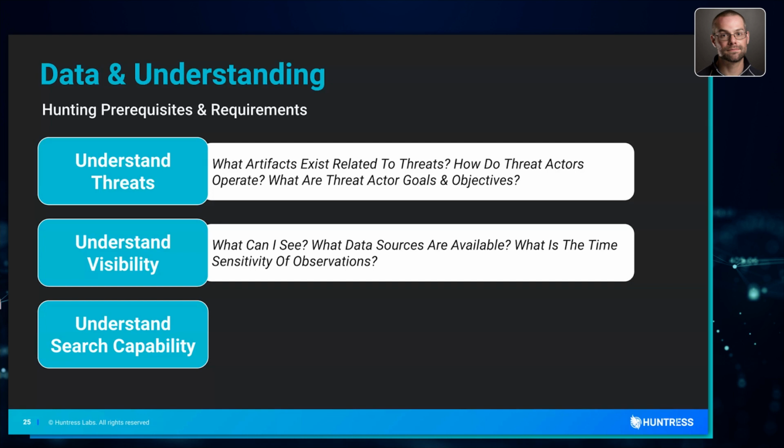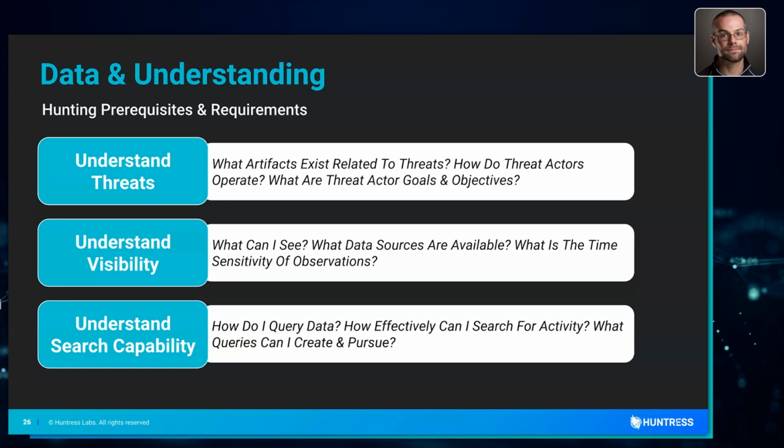Once I can properly scope that visibility, then I need to determine, how do I query that data to effectively search for activity of interest? What sort of queries can I create and pursue? This can go from very simple sorts of searches based upon specific technical indicators to complex nested queries that take outputs of initial questions that then get fed into subsequent discussions to come up with a more enriched picture of what is happening within our monitored environment.